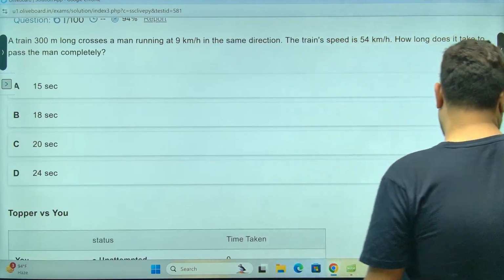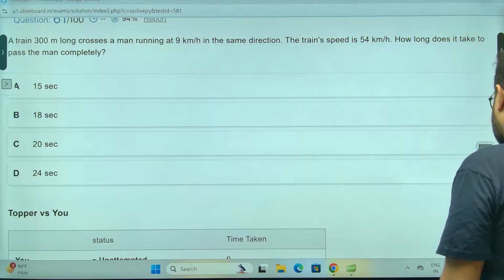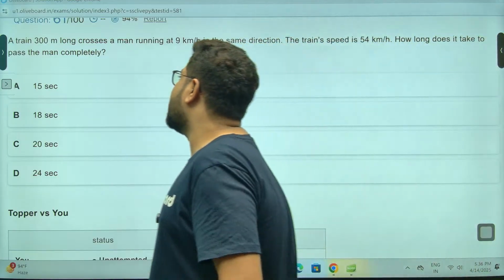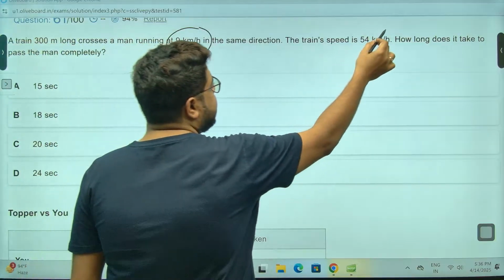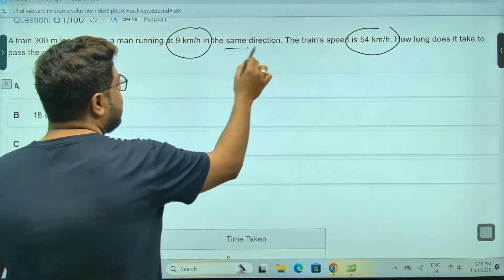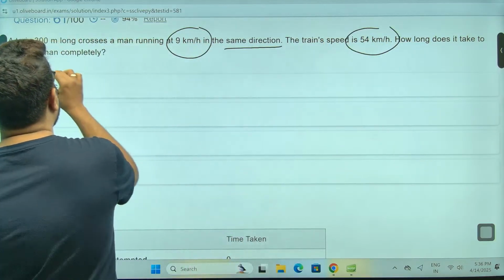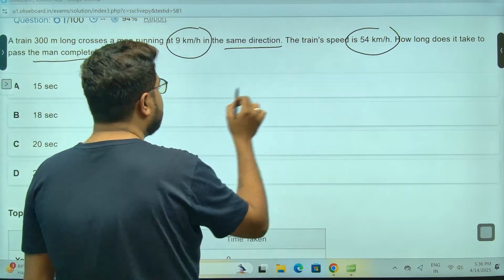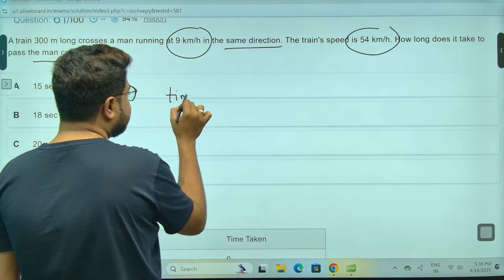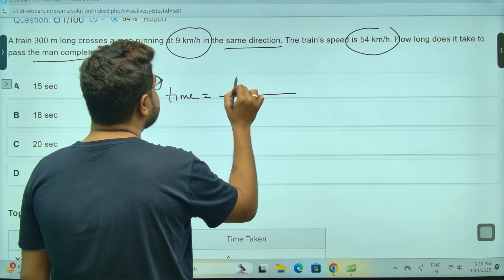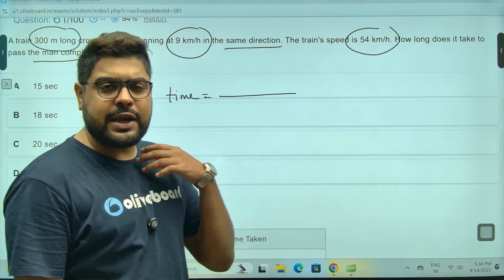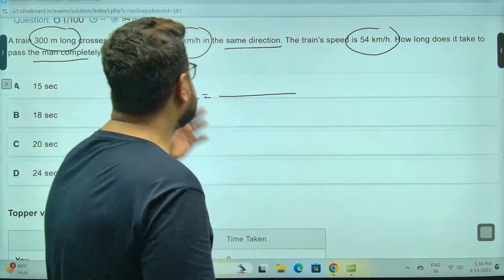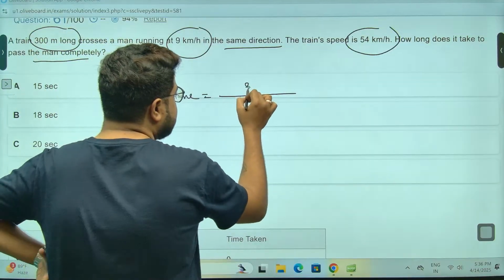A train 300 meters long crosses a man. The train's speed is this, the man's speed is 9 kilometers per hour, in the same direction. I need the time. Time is distance by speed. The distance: if it wants to cross the man, it needs to cross its own length, so the distance is its own length, 300 meters.